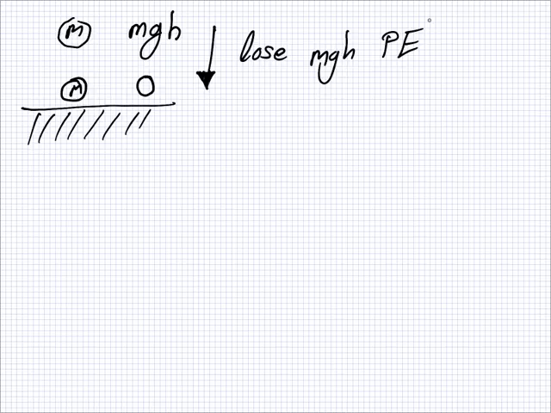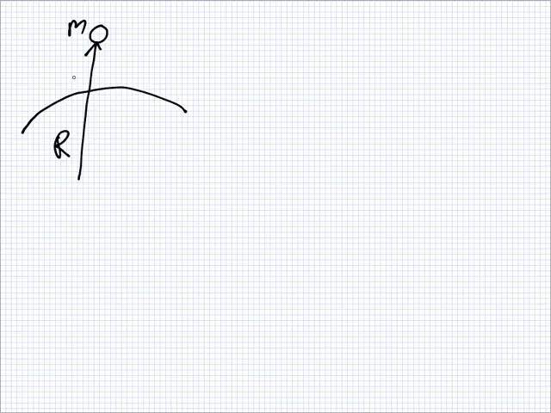Okay? I need to scroll down now. So do you understand, when it goes from here to here, it loses mgh potential energy. Now, here is the Earth. Here is the mass, and we'll call this distance R plus H. And then it falls down to R, and we'll call this distance here R.